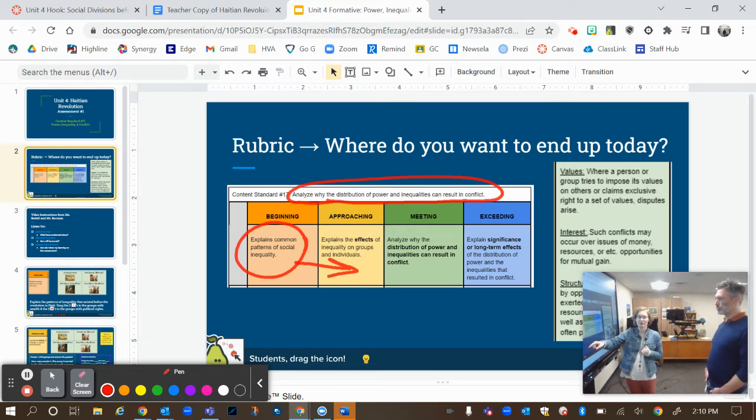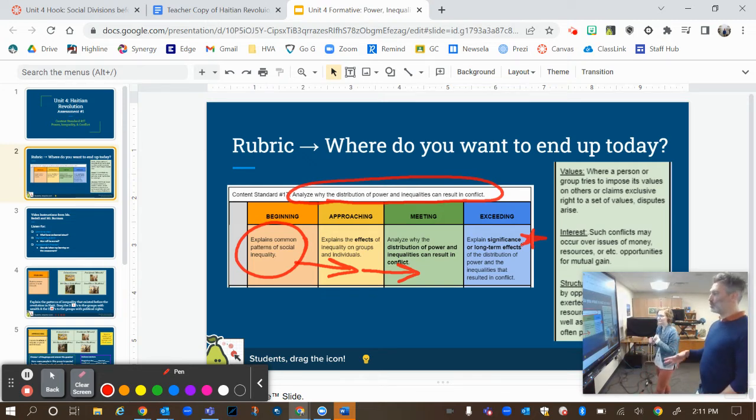Then the effects. So how do those patterns of social inequality affect people? What does it cause? Then thinking about that direct relationship. So how and why the distribution of power results in conflict. And then finally, the significance and the long term effects. So that's sort of the progress through the standard.